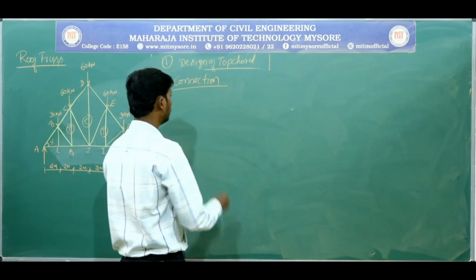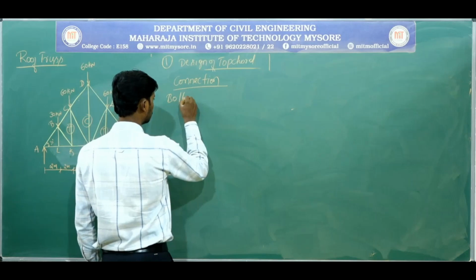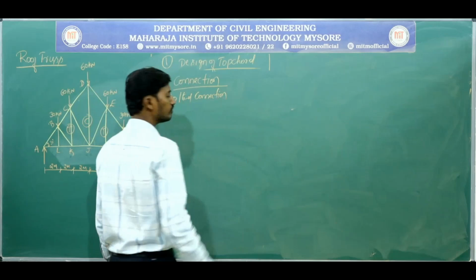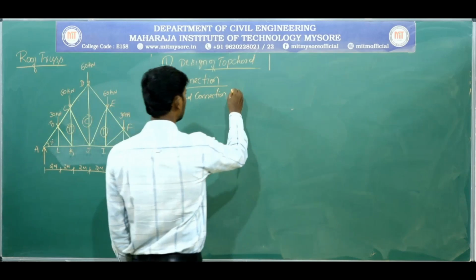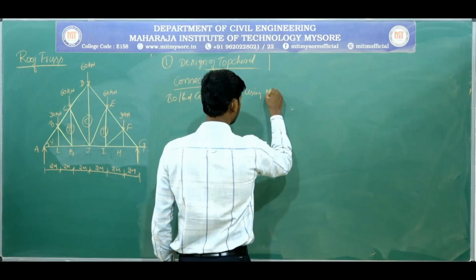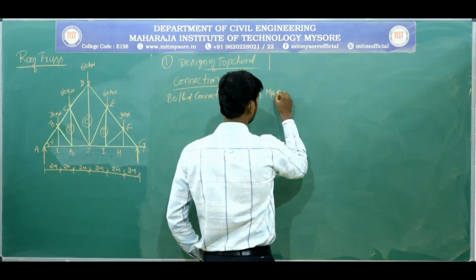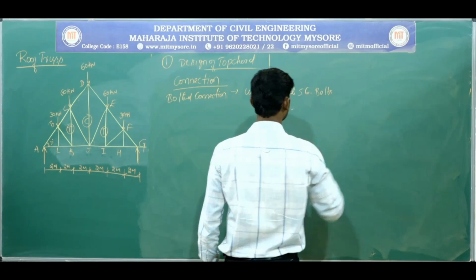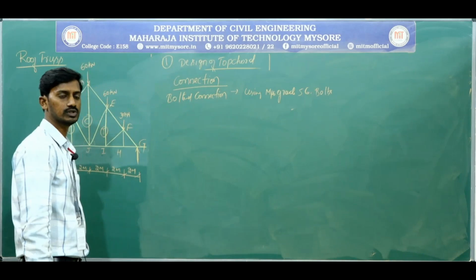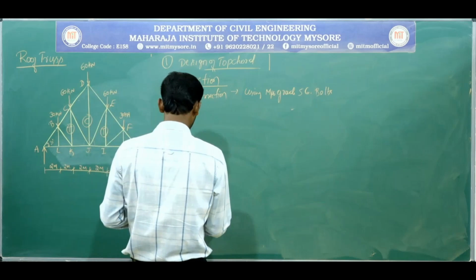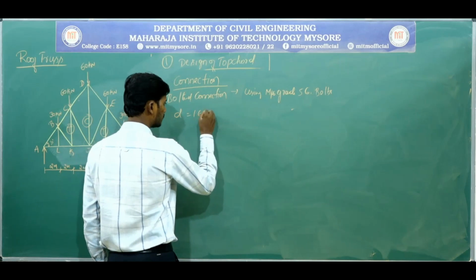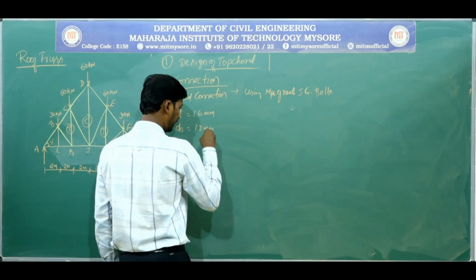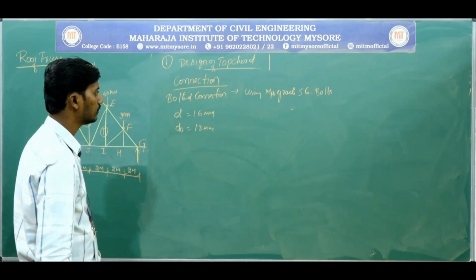Next is connection. Let us consider bolted connection. For this, using M16 bolts of grade 5.6. Okay. So now, what is the diameter of the bolt? 16 mm. What will D naught become? 18 mm, that is the clearance for the hole.